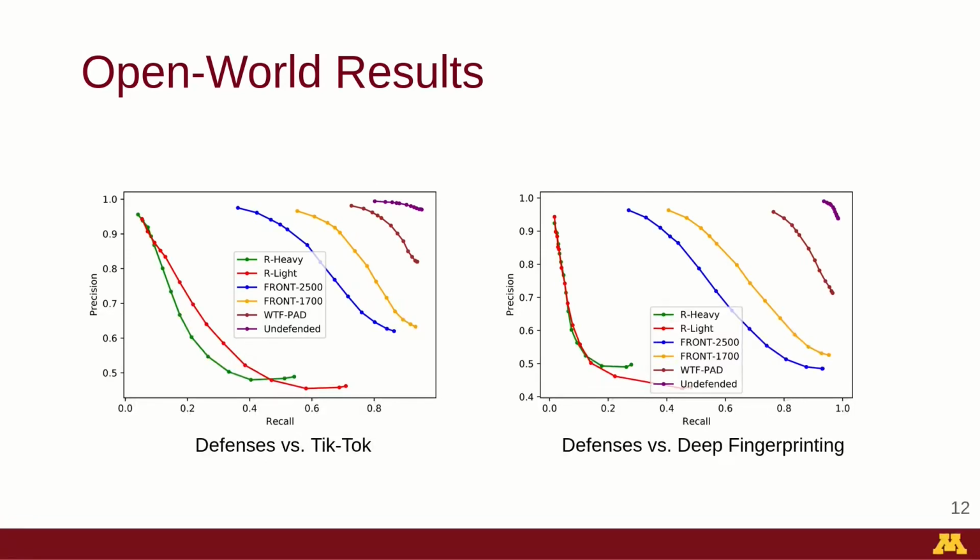And as you can see, against both Tik-Tok and Deep Fingerprinting, Regulator drives down the precision and recall curve a fair amount, making it so that the attacker really has to choose between high precision and high recall, and has difficulty identifying many of the packet sequences very well without a really high false positive rate.